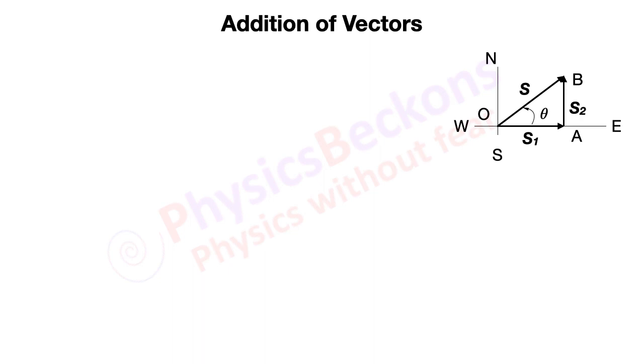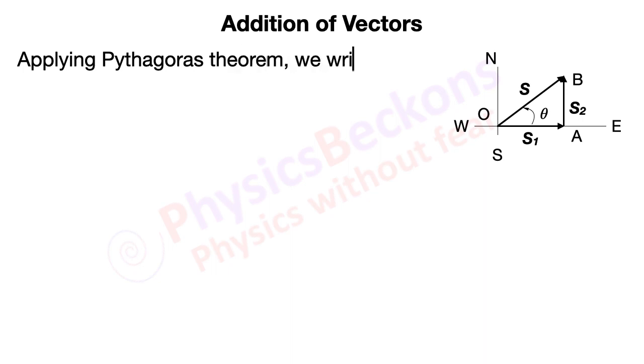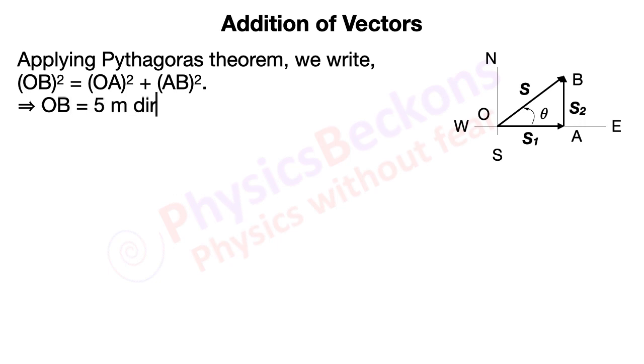The diagram is again on your screen for reference. Let's apply Pythagoras theorem. We can write OB square equal to OA square plus AB square, which implies, if you substitute the value of OA and AB, OA is 4 and AB is 3. So OB comes out to be 5 meter directed from O to B.